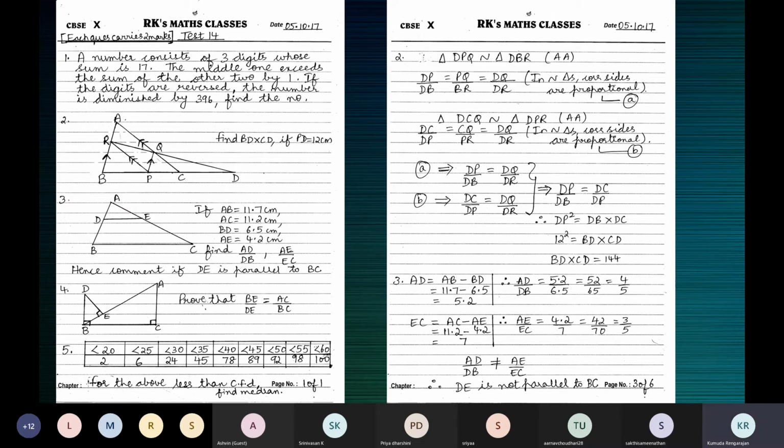All right, children, the next one is visible, so you can just see it here. We need to find AD by AB and AE by EC, and then say if DE is parallel to BC. So you can see the ratios are not equal.